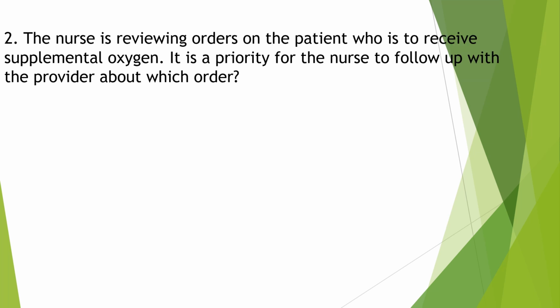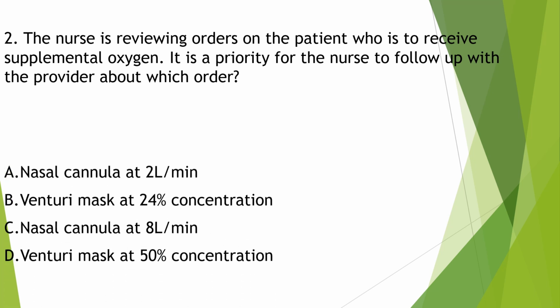Second question: the nurse is reviewing orders on the patient who is to receive supplemental oxygen. It is a priority for the nurse to follow up with the provider about which order. So the patient is about to receive oxygen. At that time, the nurse is looking at the order of the physician and she has a doubt in one order. So you have to choose that one.